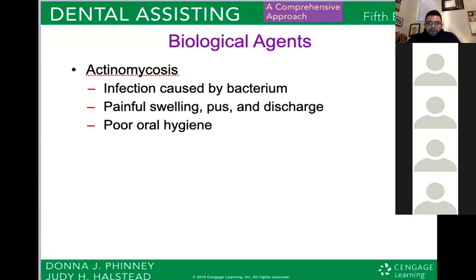So we have biological agents that can cause pathology. Actinomycosis is an organism obtaining access to the bone through the dental socket after a tooth removal, which is thought to be the contributing factor. And it can cause infection, which is caused by bacteria. It often is accompanied by painful swelling, pus, and discharge. And sometimes it can be brought on, I guess, stronger by poor oral hygiene. That's just because we're introducing more bacteria into that tooth socket, which is causing more actinomycosis.